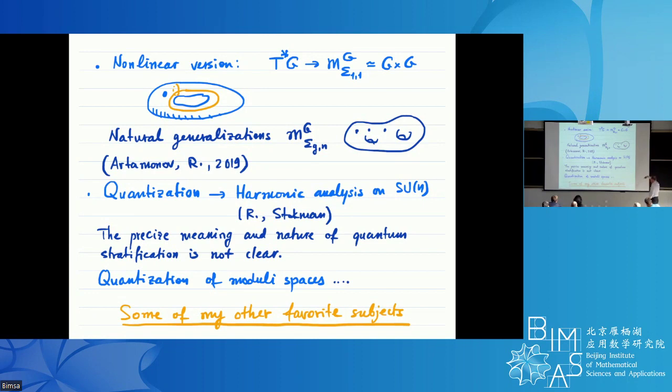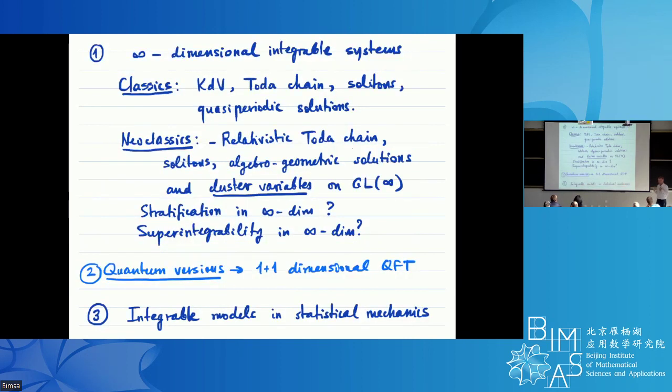And then you can make a nonlinear version of this by quantizing moduli spaces. So I'm very much puzzled by all this. Okay, then some other favorite subjects. I understand that the goal of this talk is basically to introduce myself. So I'm introducing myself.